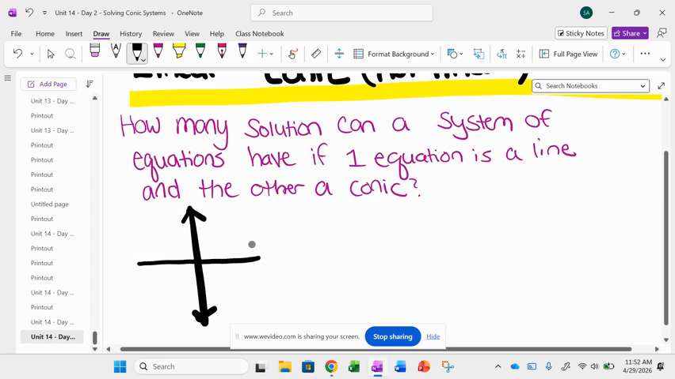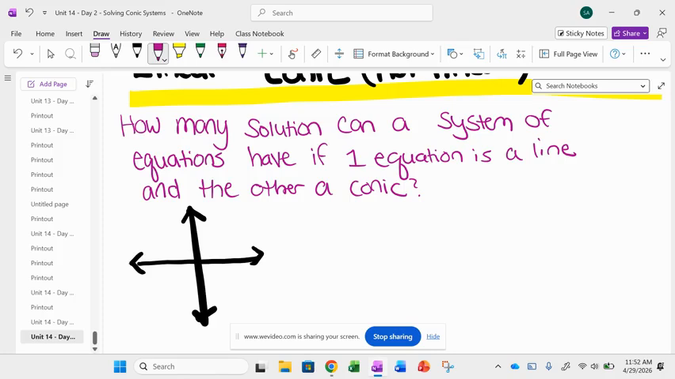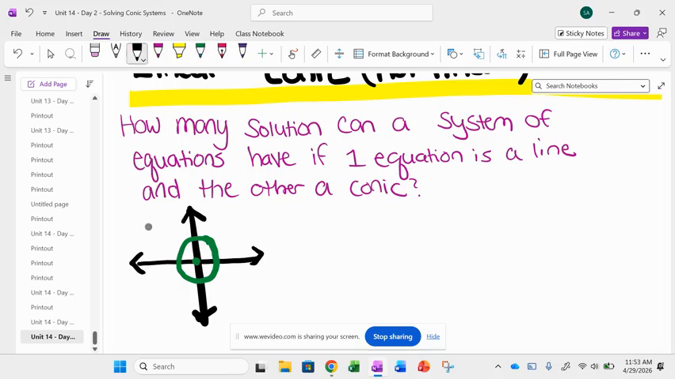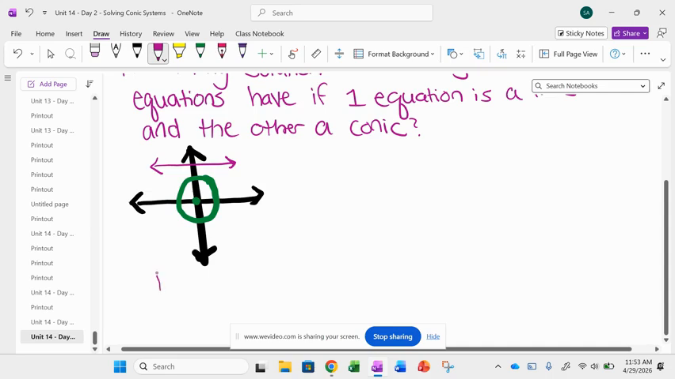Always two? Two or less than two. I like that. Anybody have any other answers? Okay, let's see. We can have a circle, right? And a line, and they cannot touch at all, right? So wouldn't that be no solution? So no solution is always an option.